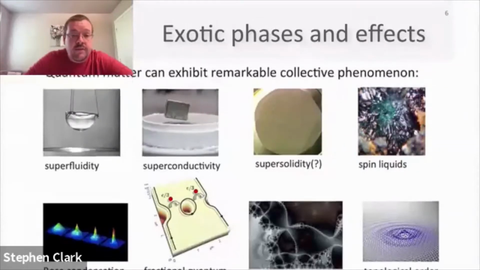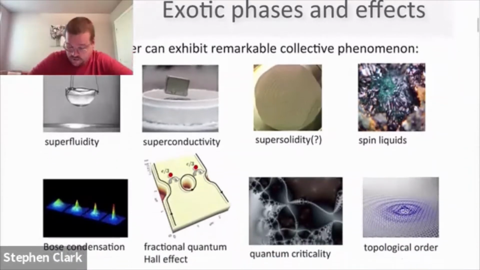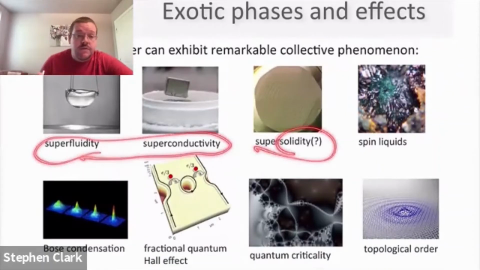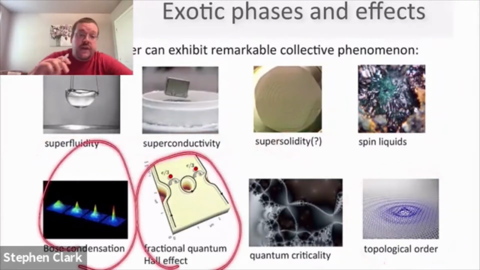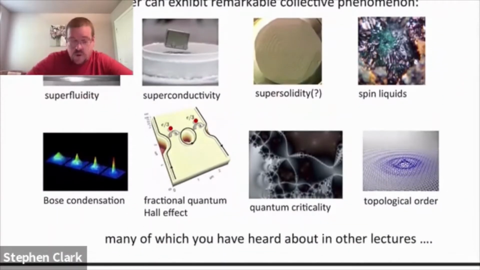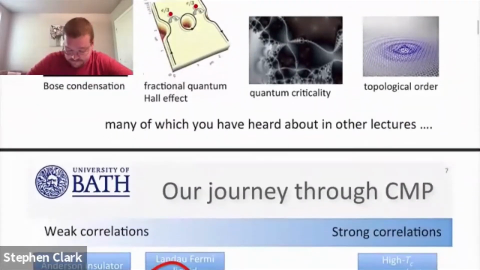Nonetheless, on an electronic level, we know that quantum matter can exhibit a remarkable number of collective phenomena, which you've already heard about in various other courses. So everything from magnetism, superfluidity, superconductivity, maybe even supersolidity, topological order, fractional quantum Hall effect, Bose condensation. These are all remarkable collective phenomena that only happen at the many-body level. And so we're going to touch upon a couple of these. We'll touch upon superconductivity because we'll deal with the BCS theory, but we won't touch upon many of the others in this course.